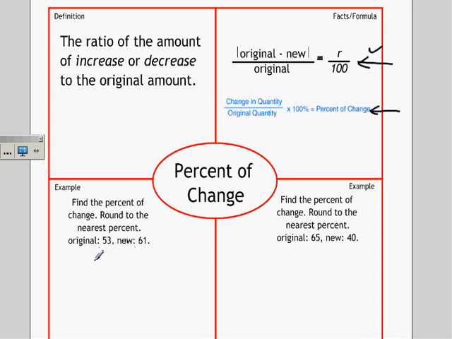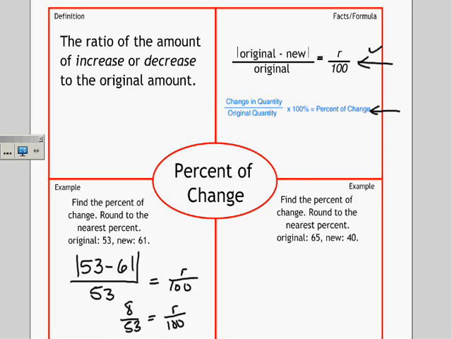we're trying to find the percent of change, and we need to round to the nearest percent. So the original is 53 minus the new is 61 divided by the original, and again, this is a percent, so it's going to be looking for a rate. So 53 minus 61, that's 8. 8 because it's absolute value. Over 53 equals R over 100.